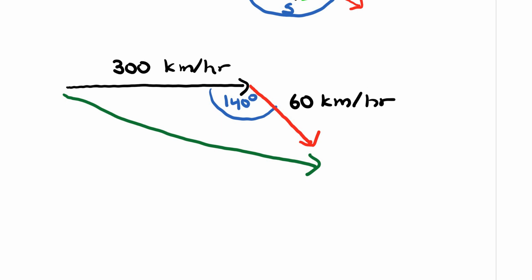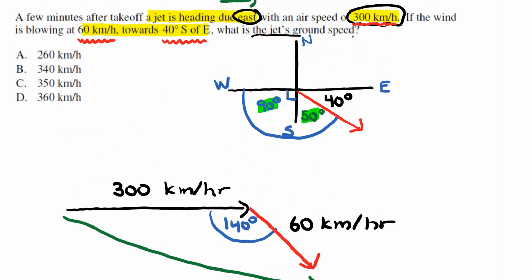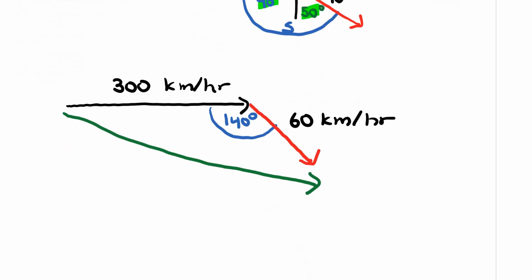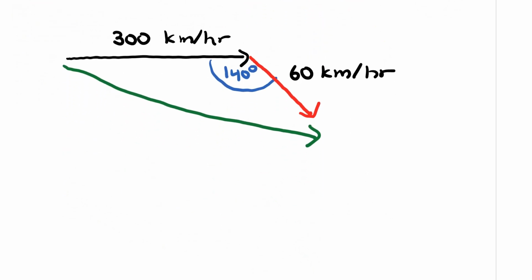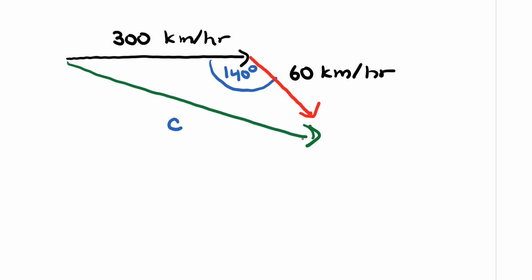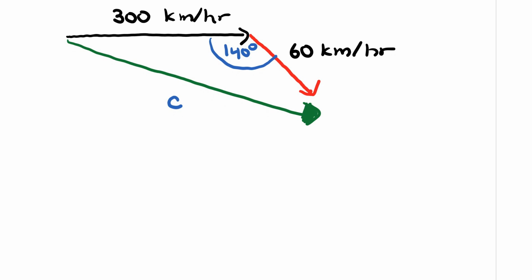And what we need to find now is the jet's ground speed, which is the resultant vector. So we've got to find the magnitude of that green vector here. Let's label this as just c. I want to find the value of c right there. My vector right here isn't super straight, so I'll try my best to correct that. Let's see if we can find the magnitude of that vector c.